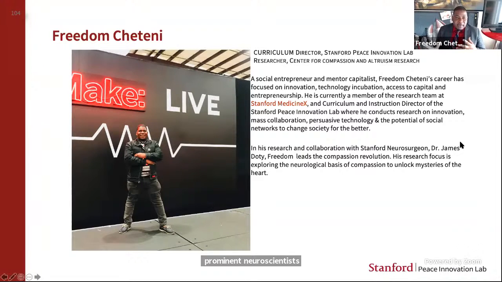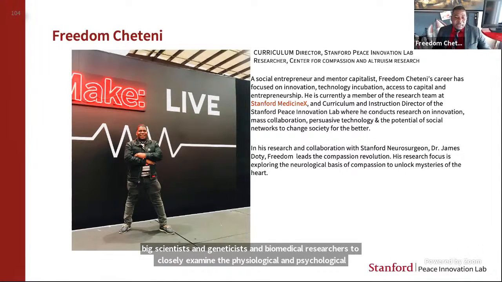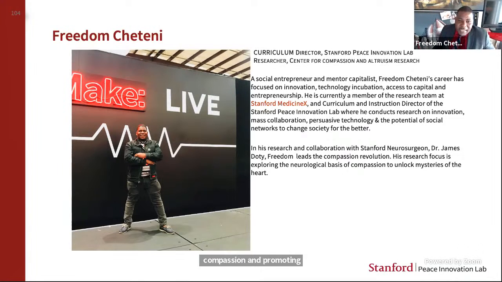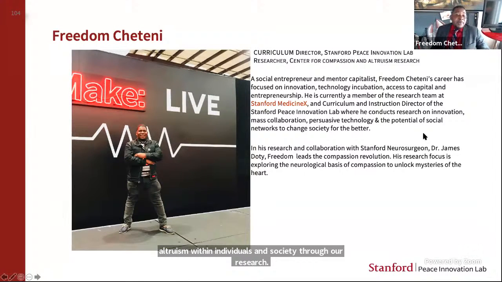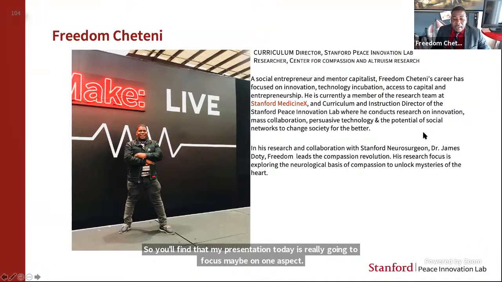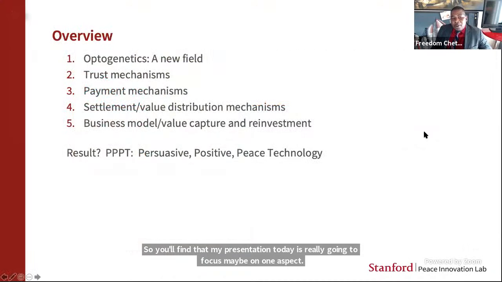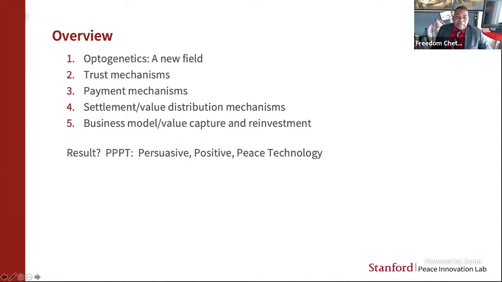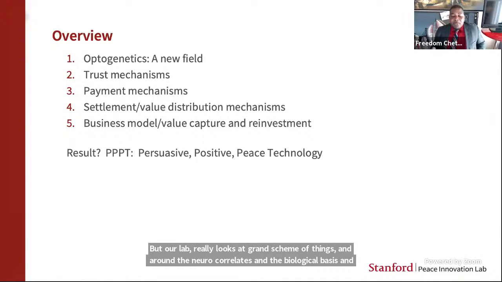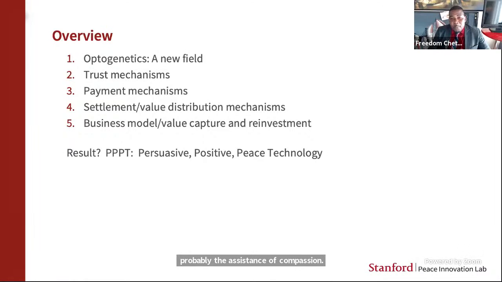My presentation today is really going to focus on one aspect, but our lab looks at the grand scheme of things, around the neural correlates and the biological basis and probably the antecedents of compassion. I'm going to look at optogenetics. In fact, that's the one thing I'm going to focus on today. And this is something that was discovered by one of my PIs, Dr. Deisseroth.